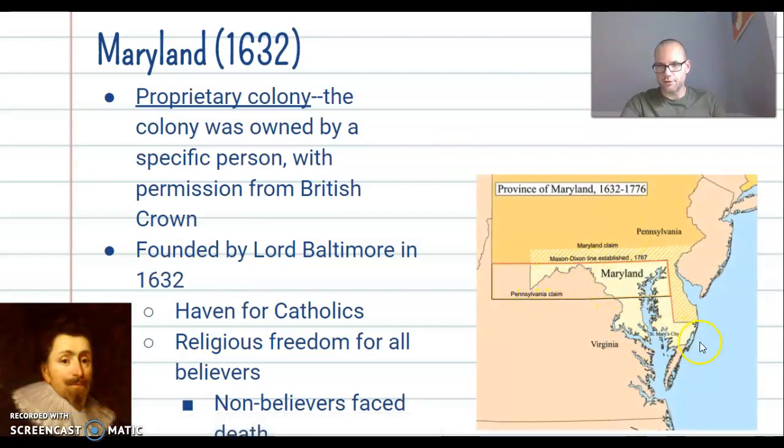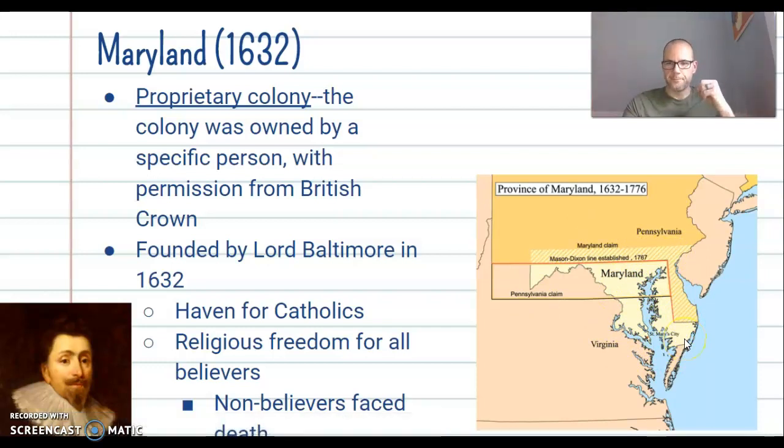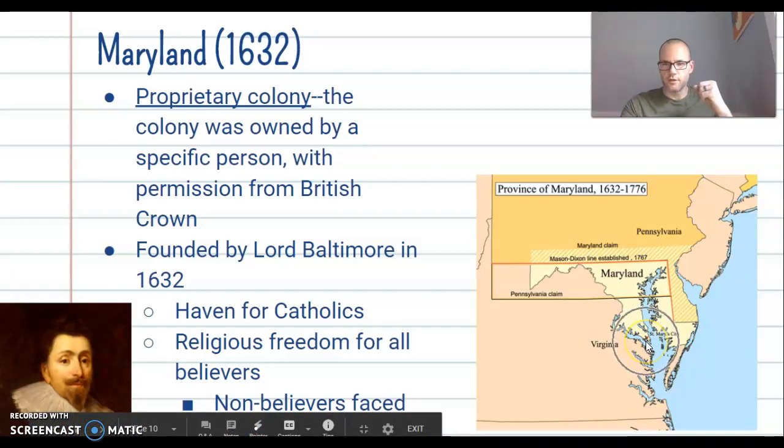Present day, this is what Maryland looks like. At the time, it wasn't as large. It was really just this section right here because we need water. We want access to the ocean for shipping and stuff like that. And St. Mary's is the first town that's established in Maryland.